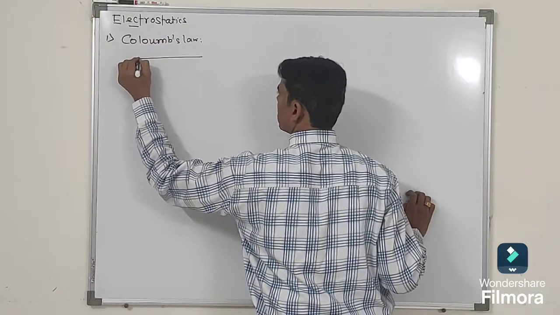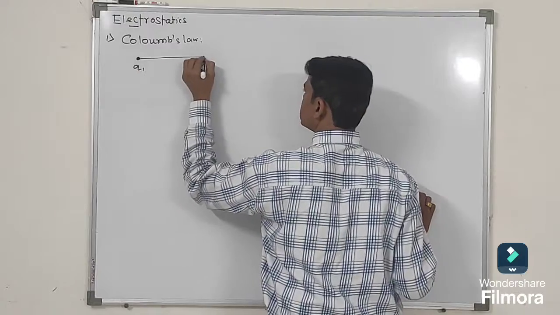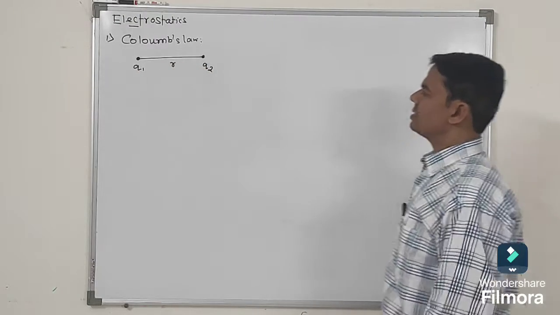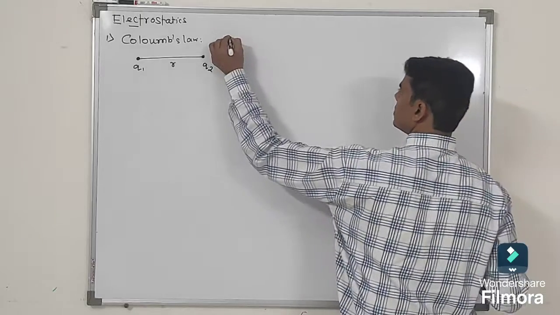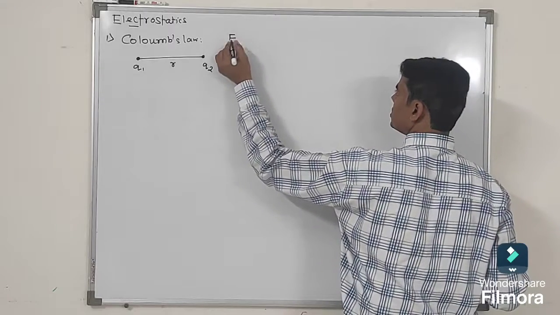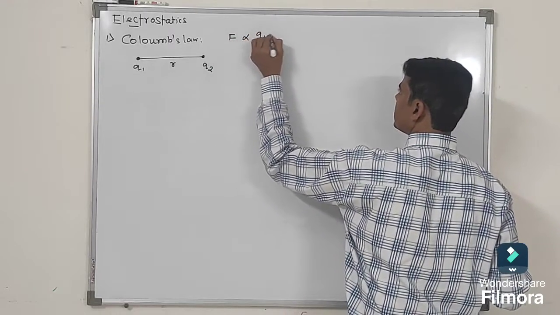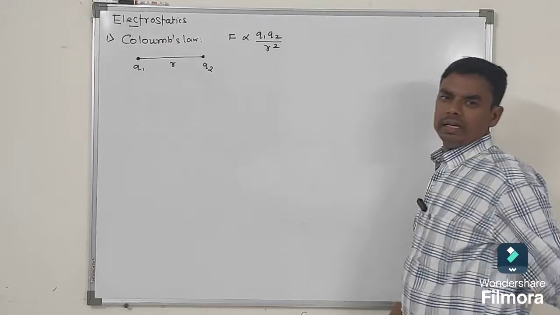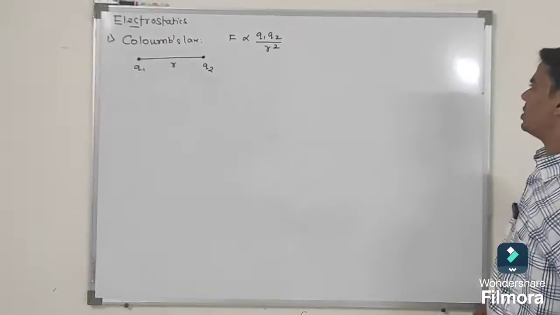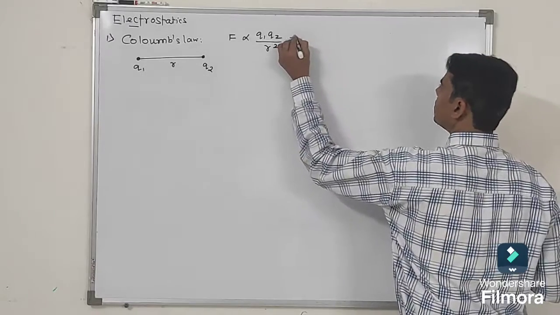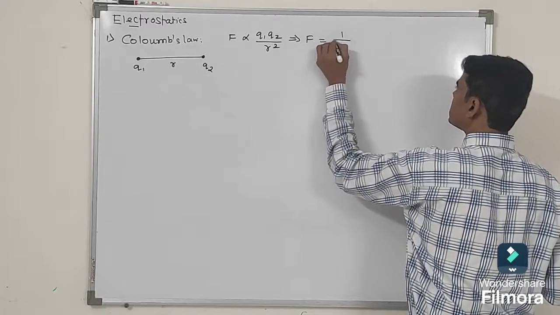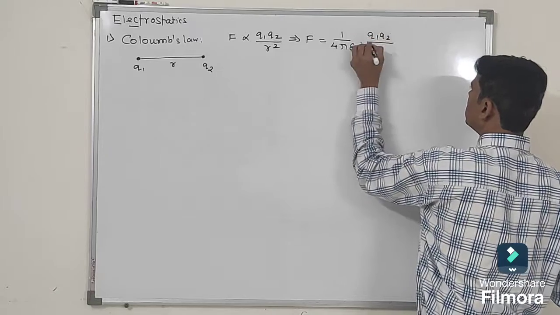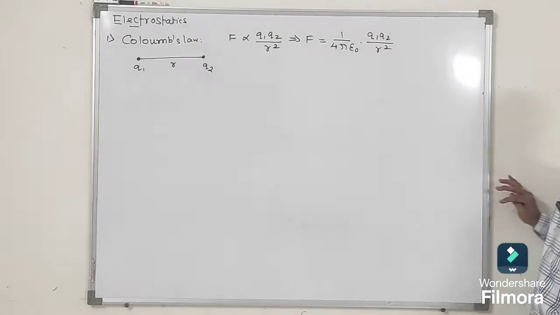According to this law, if there are two static charges separated by a finite distance r, then there is a force of attraction or repulsion between these two charges that is directly proportional to the product of the magnitude of charges and inversely proportional to the square of the distance between them. In the equality sign we can write this as some constant 1 upon 4 pi epsilon 0 q1 q2 upon r square. This is Coulomb's law.